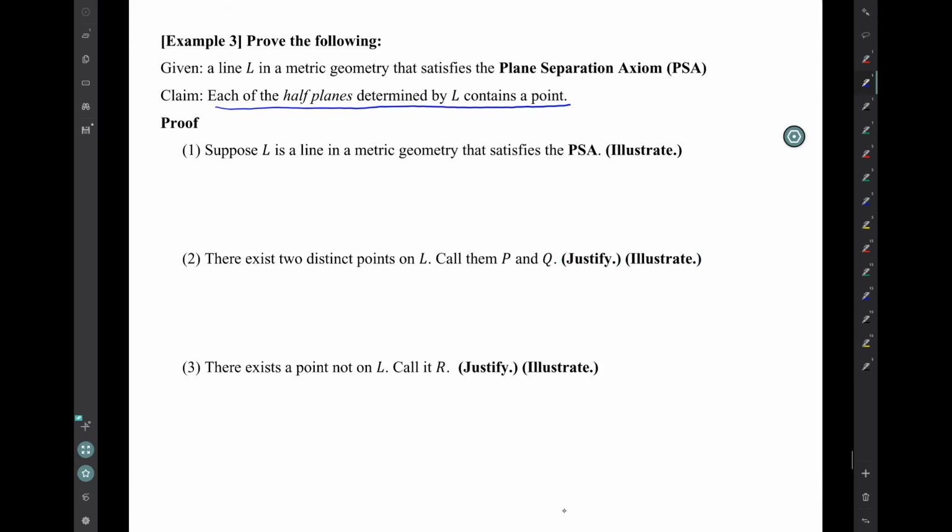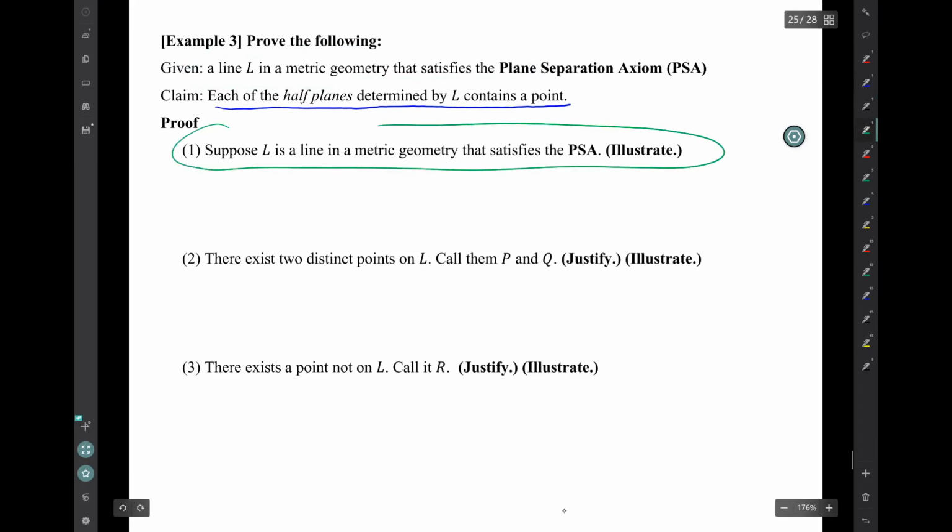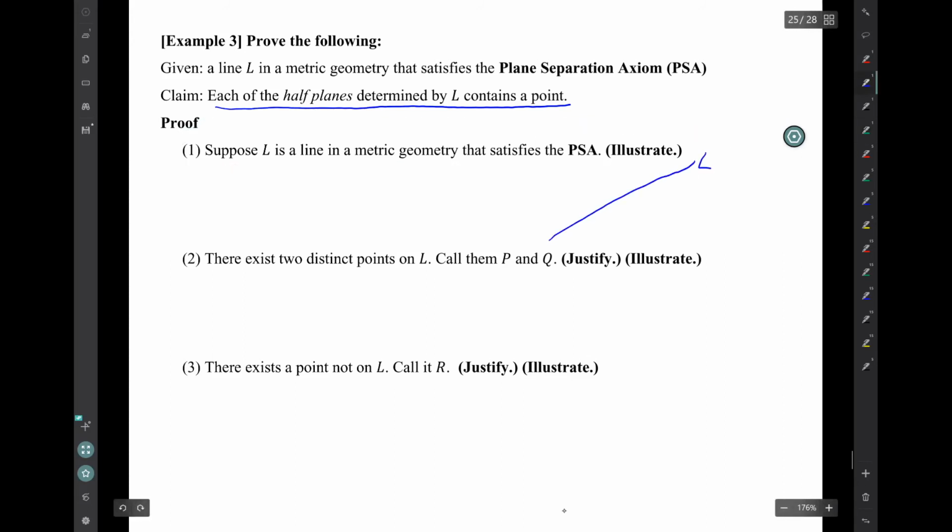So here we go. Statement 1 is just to state the given stuff. The given stuff was line L in a metric geometry that satisfies the plane separation axiom. So that's what's given, or that's what's stated in statement 1. How do we illustrate that? Well, let's just draw line L. There's our illustration.